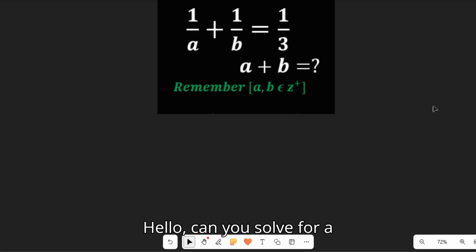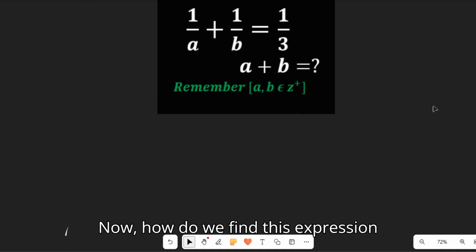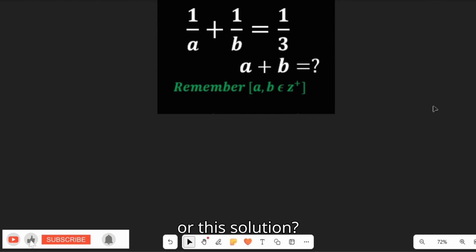Hello, can you solve for a plus b in this nice mathematics problem? We're asked to find the value of a plus b when a and b are elements of positive integers. Now, how do we find this solution? Join me as we solve this.